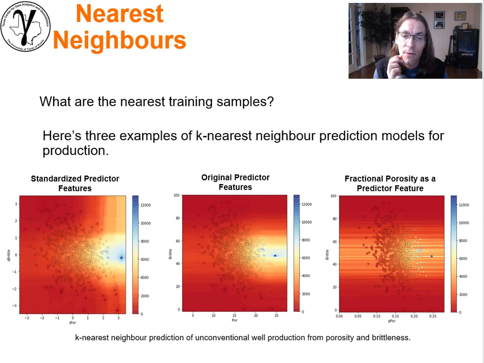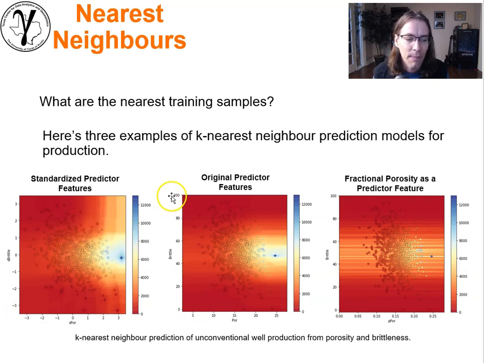Well, here's a result from a k nearest neighbors approach for calculating the estimates across the predictor features, porosity and brittleness. In the first example here, we have standardized each of them, so they have a mean of 0 and a variance of 1, and you can see they're going from about -4 to +4. You'd expect that, and you can see we get isotropic features.